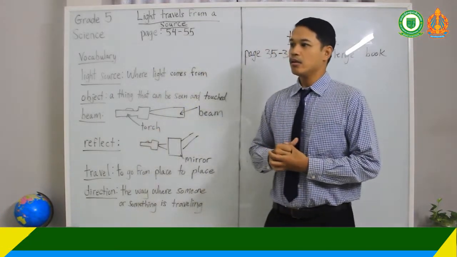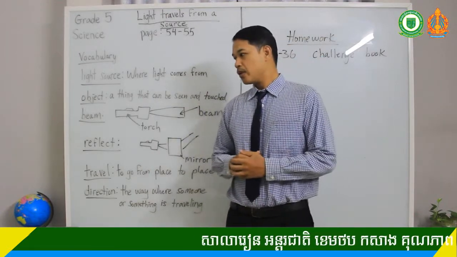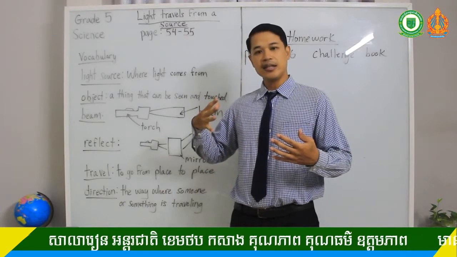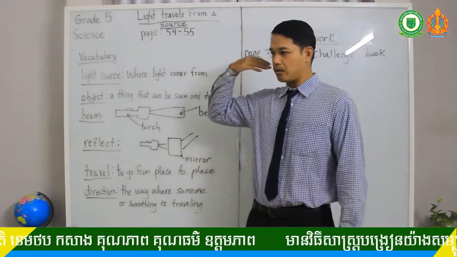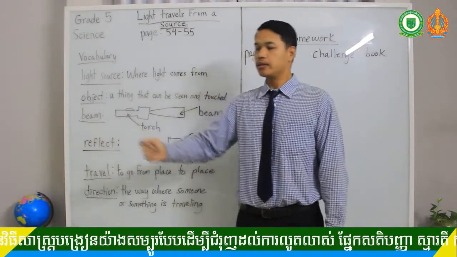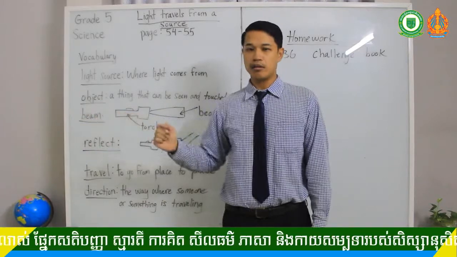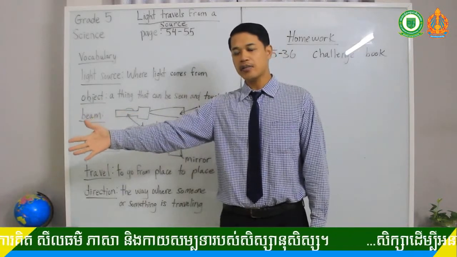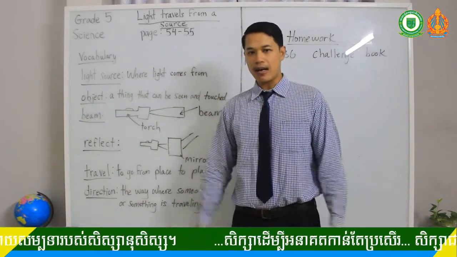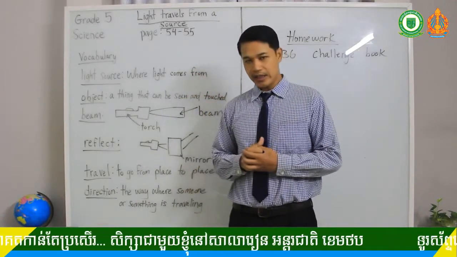So this is how we see things. We see things because light travels to the object. Then it bounces off the object. It reflects off the object and back into our eyes. So that's how we are able to see.